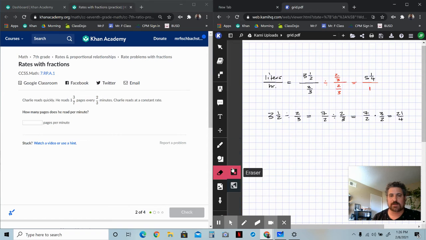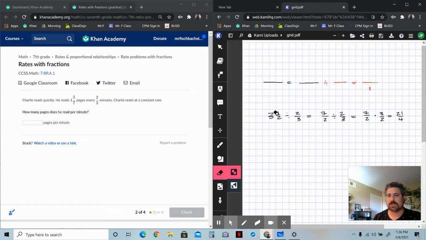The next problem says Charlie reads quickly. He reads 1 3/7 pages every 2/3 minutes. Charlie reads at a constant rate, telling you this is a proportional relationship. How many pages does he read per minute? So now this time the bottom value on the unit rate is not hours, it's going to be minutes. And the top value is the number of pages that he's reading, right? So it's going to be pages over minutes in our final answer.